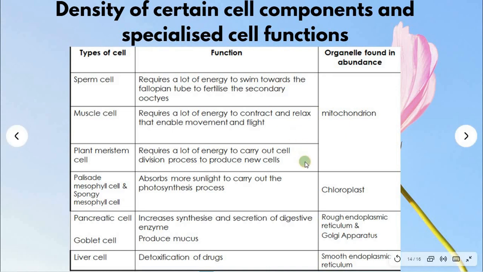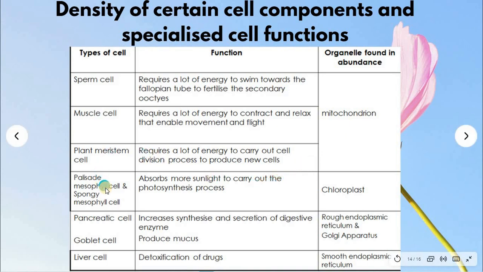And then plant meristem cell. So what is a meristem cell? We just discussed it just now. It refers to the cell that is young and actively dividing. So it requires a lot of energy to carry out cell division in order to produce a new cell. Okay, so that is referred to the sperm cell, muscle cell, and plant meristem cell. They contain a lot of mitochondrion.